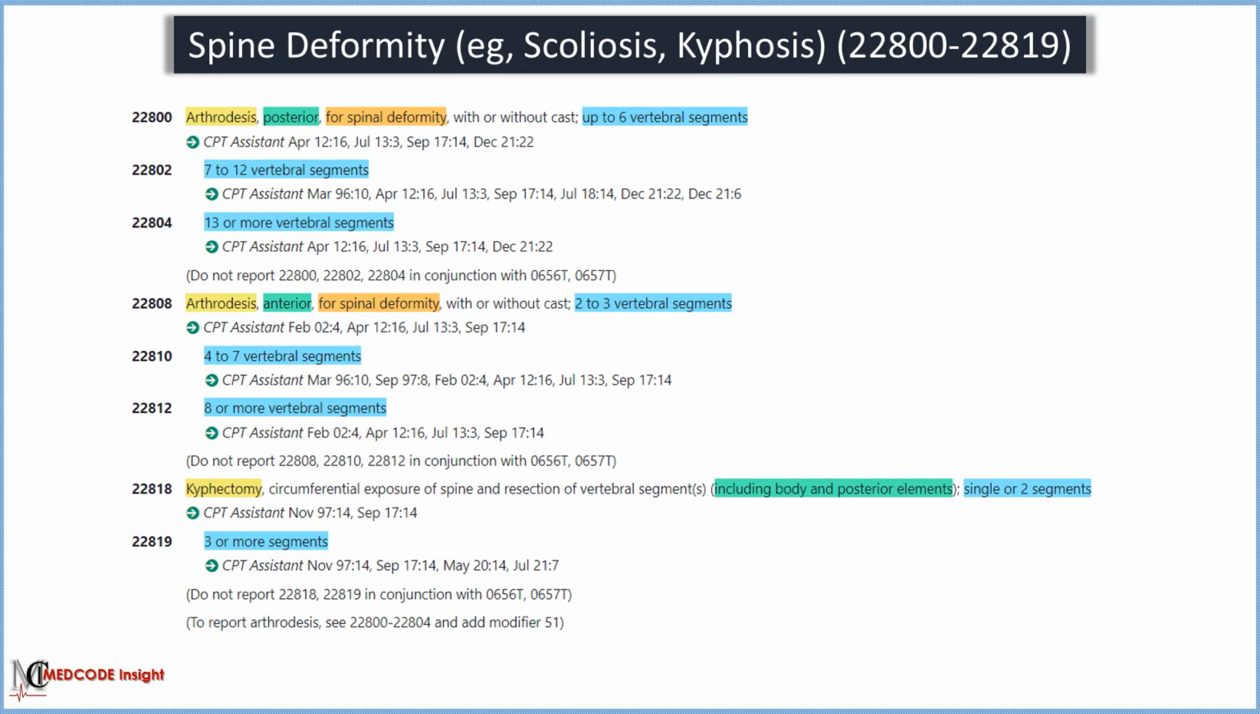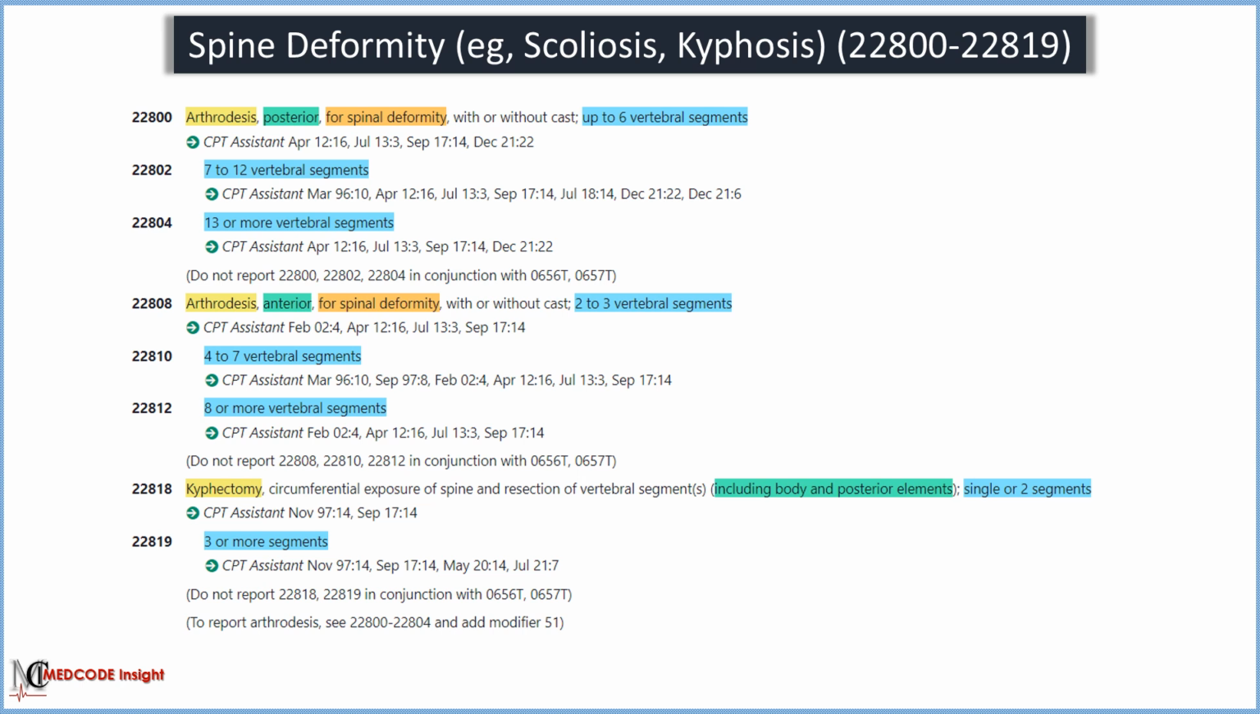Code 22800 to 22808 are used for spinal orthodesis procedures to treat spinal deformities. Code 22800 is for posterior and code 22808 is for anterior orthodesis. In both cases, the surgeon may apply a body cast to support the spine after the procedure. Subcodes for these procedures specify the number of vertebral segments involved in the fusion.